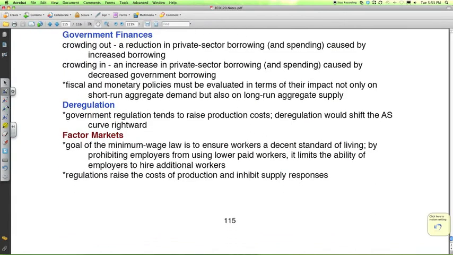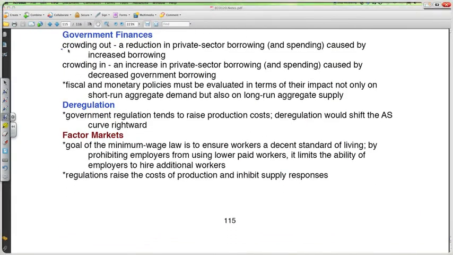Now, when the government uses these policy levers, they can cause crowding out. So if they increase the amount that the government is borrowing, you're reducing the amount of the private sector borrowing. Same with if you look at spending. If the government stops its borrowing, then they'll increase private sector borrowing. So you can also get the opposite effect. It's important to remember that we need to look at how the government is affecting the short run and the long run, both aggregate demand and also aggregate supply.